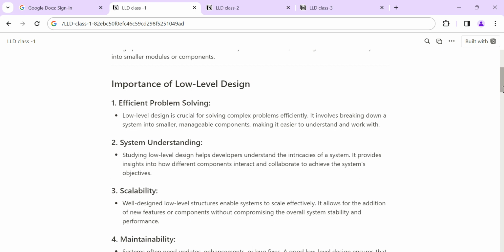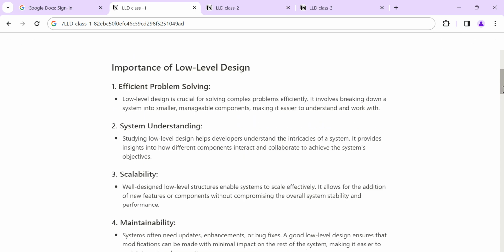A well-designed low-level structure enables the system to scale effectively, and it allows for the addition of a new feature or component without compromising the overall system stability and performance.